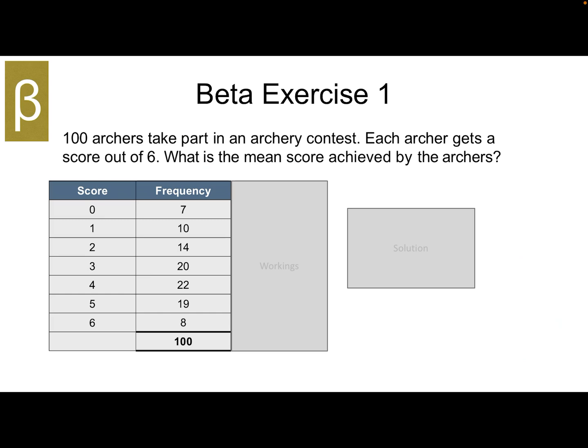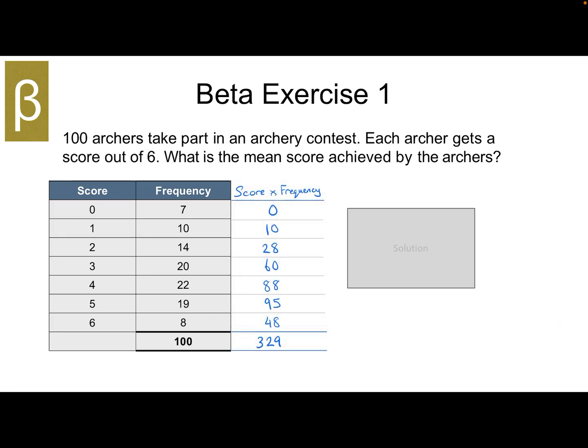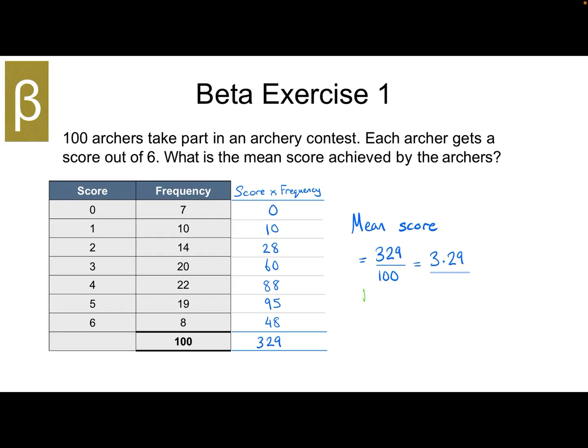Hopefully you've done it. For the mean, score times frequency, fx, add them up, seems to be 329, divided by total frequency, you're going to get 3.29. Now the range would simply be largest number 6 minus smallest number 0, the range is 6. The mode is equal to the one that has the highest frequency, which is 4, has a frequency of 22.